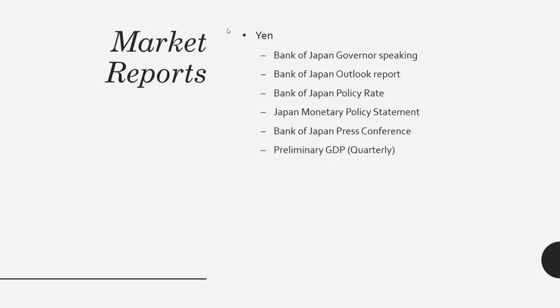Now, on the Japanese yen, you have the Bank of Japan governor speaking, the Bank of Japan outlook report, the Bank of Japan policy rate, the monetary policy statement, Bank of Japan press conference, and the preliminary GDP. Typically, these are the reports that cause volatility on the yen pairs.